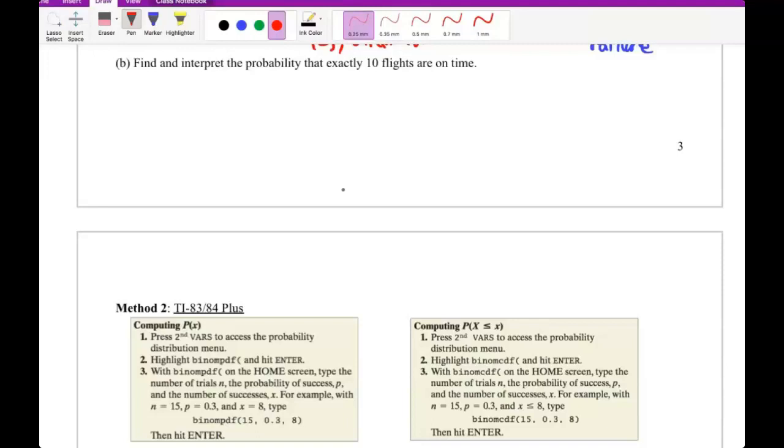Okay, part B, find and interpret the probability that exactly 10 flights are on time. I only want to find this part, so I'm not interpreting that. So finding the probability that exactly 10 flights are on time. This 10 is our x. So 10 flights out of 15 flights are on time. That's why this is x.